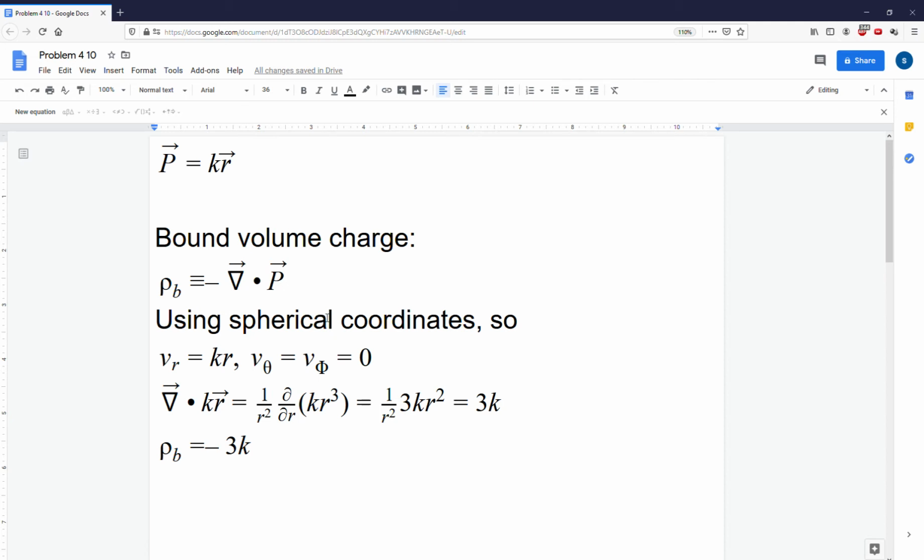Recall the rules for calculating the divergence in spherical coordinates, looking only at the radial term. If our radial component is kr, then our divergence is 1 over r squared times the derivative of k r cubed. Taking the derivative of k r cubed, we get 3k r squared times 1 over r squared. We are left with 3k. Also remembering that equation 4.12 has that negative sign, the bound charge density inside the sphere is equal to negative 3k.